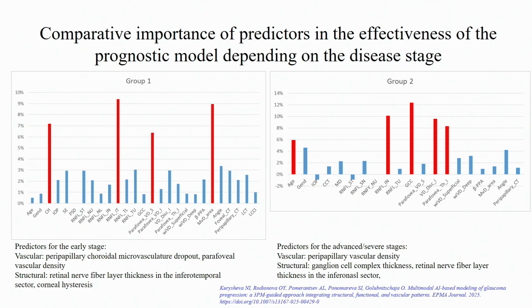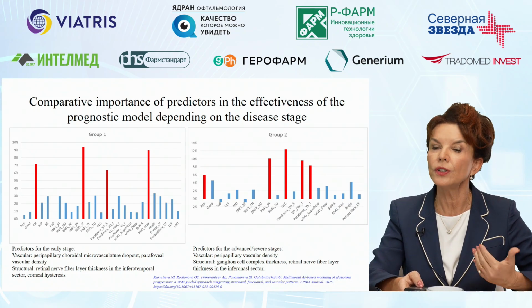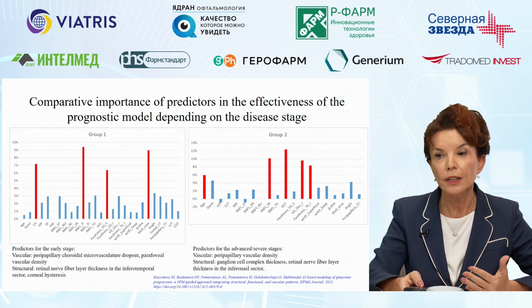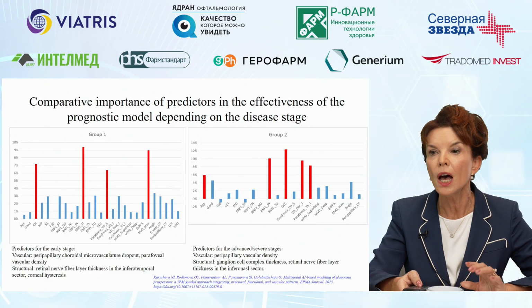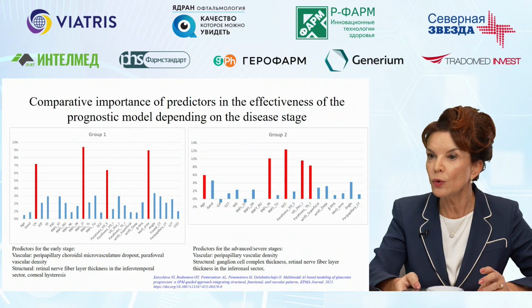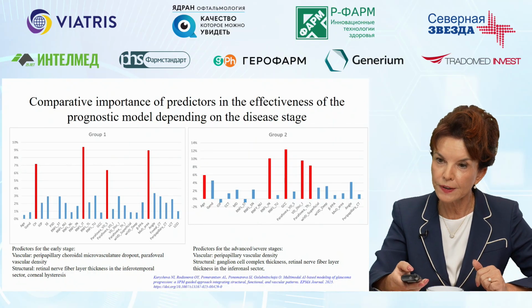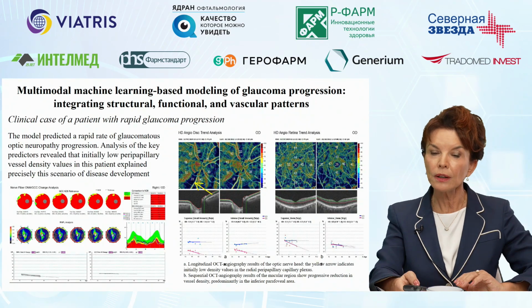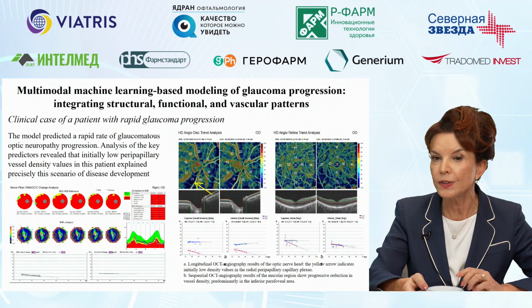what is important for the early stage is the choroidal capillaries, as you can see here, and the thickness in the inferior temporal sector. And again, you can see such predictors as the parapapillary vascular density, ganglion cell complex thickness, retinal nerve fiber layer thickness in the inferior nasal sector.